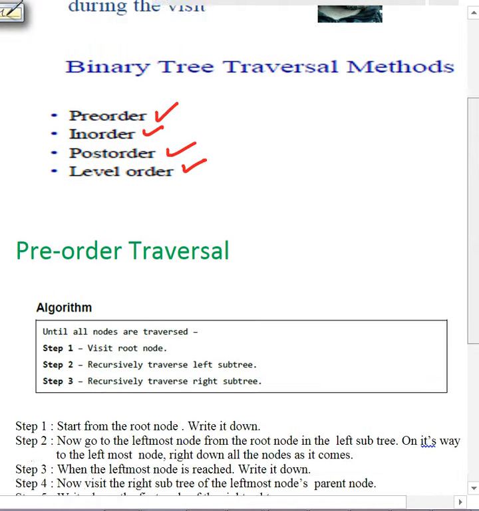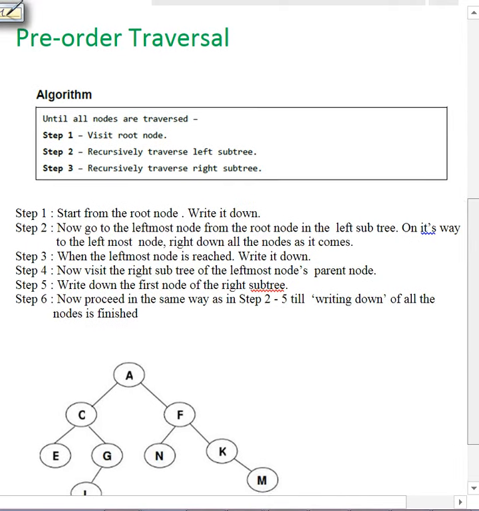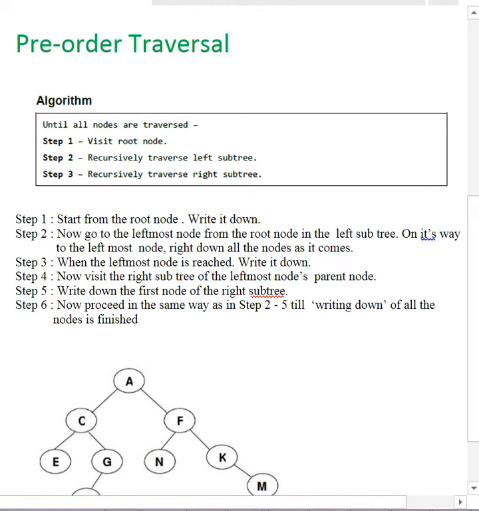When we talk about pre-order, what we are actually saying is we first do the root, then we say left, and then we say right. That is, we visit the root node, then we recursively traverse the left subtree and recursively traverse the right subtree. So this is what we do here.